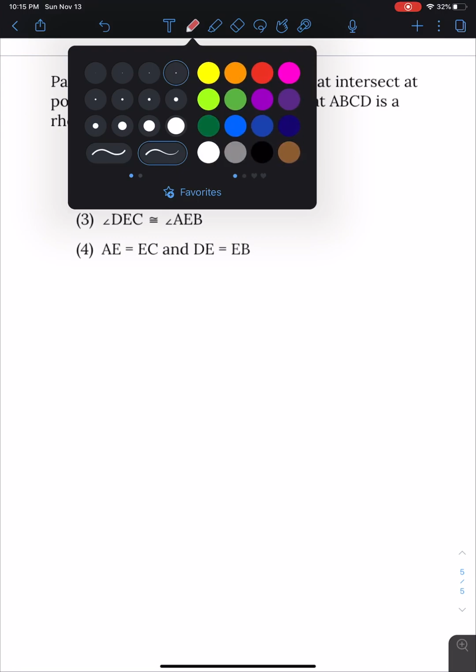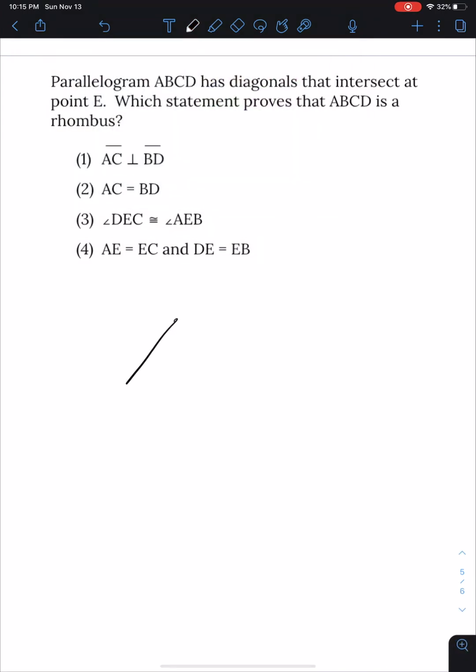So in this scenario, we're actually going to want to draw a parallelogram. That way we could visualize everything that's happening here. And we want it to ultimately be a rhombus. So I'm going to try to draw a parallelogram that looks similar to what a rhombus would look like, with all four sides being congruent.